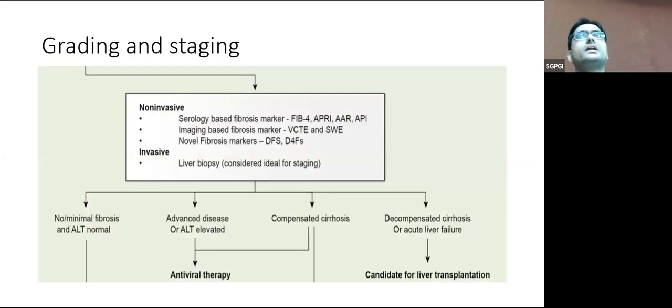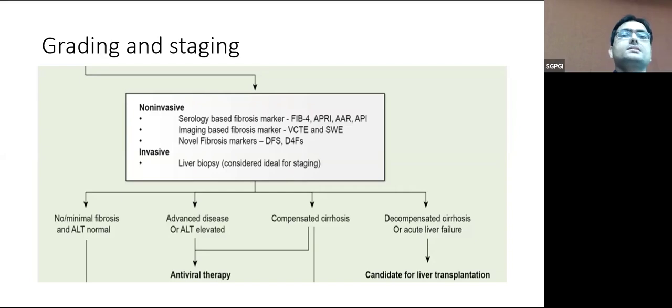So if the patient has active HDV infection, you evaluate for hepatitis B and C, and you do non-invasive tests like APRI, FIB-4, FibroScan, and ultrasound to look at whether the patient has high fibrosis or cirrhosis. If no or minimal fibrosis is present and ALT is normal, there is no need for antiviral therapy. And if the patient has decompensated cirrhosis or acute liver failure, then the patient is a candidate for liver transplant. He has to go for liver transplant.